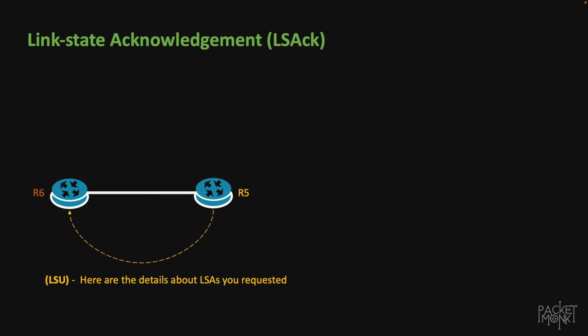The last one is link state acknowledgement. When a router receives an LSA via LSU, that router will send an acknowledgement back to the neighbor to indicate that it has received the LSA. Link state acknowledgement is just like a TCP acknowledgement, and inside a link state acknowledgement there will be headers of the LSAs which the router is acknowledging.